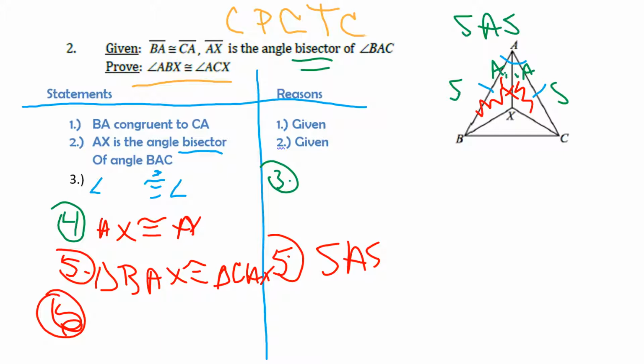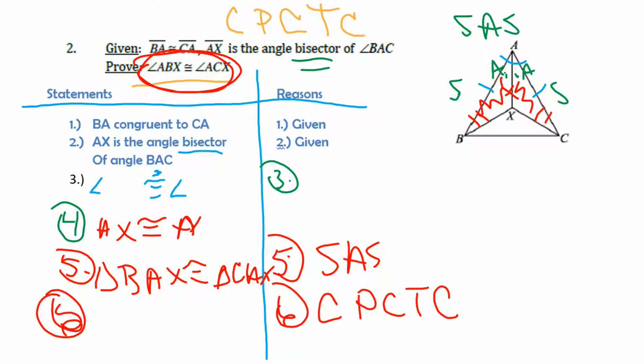And my last statement is to actually say what I'm trying to prove. And again, we talked about CPCTC in class today, and so CPCTC means that once you have any pair of corresponding triangles congruent, you can say their corresponding parts are congruent. And angle ABX, this angle, corresponds to angle ACX in the 2 triangles. And so you can write that statement, and your reason is CPCTC. Fill in the blanks on your own.